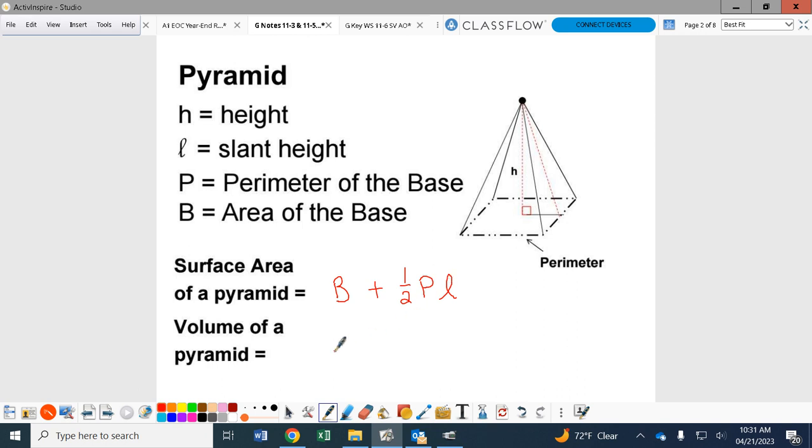Okay, the next one is going to be volume. Volume, I think there's only one for volume, correct? Okay, what's that formula? BH. So, just as we did before when we were doing our other shapes, the height is going to be used when we are doing volume. The slant height is only going to be used when we are doing surface area.